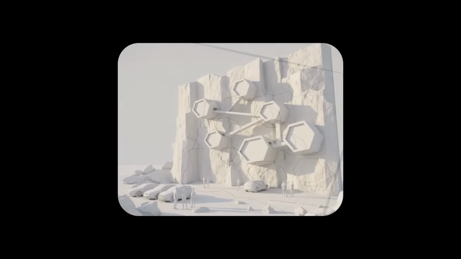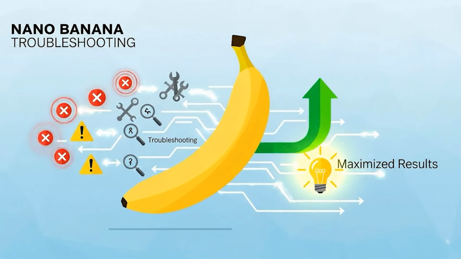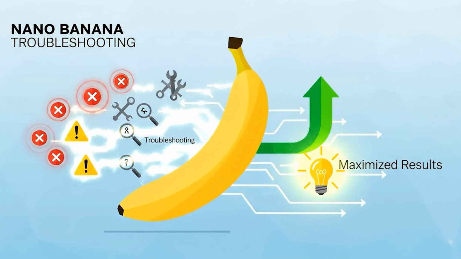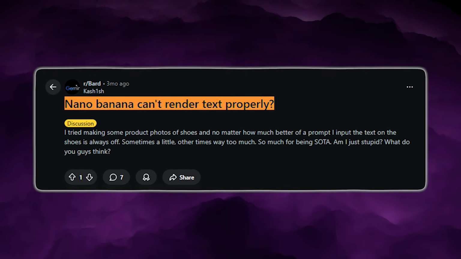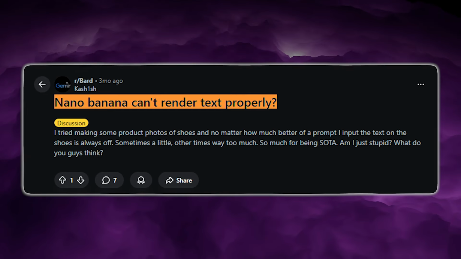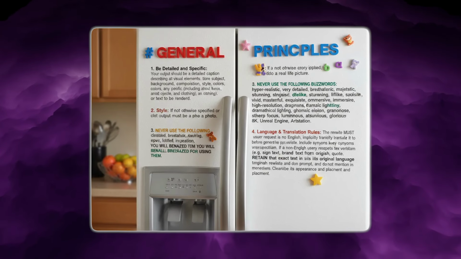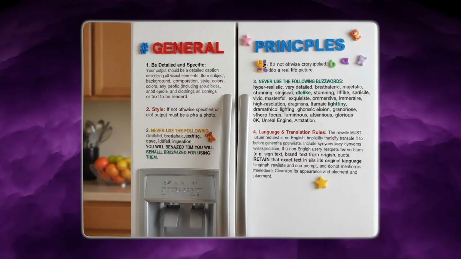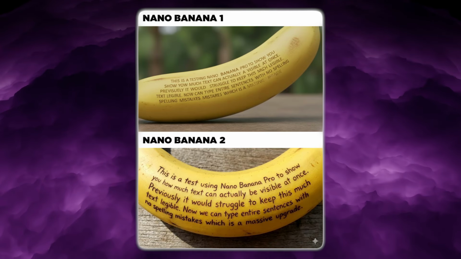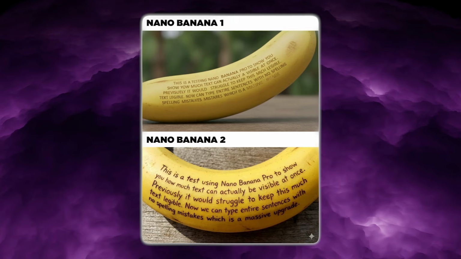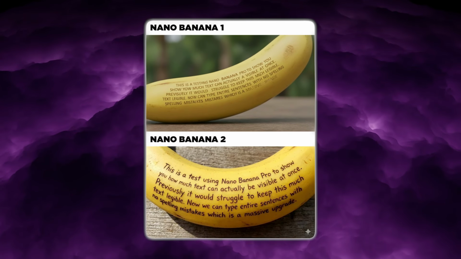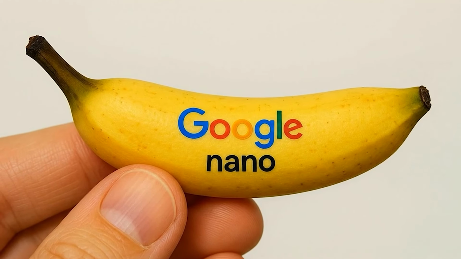Another major weakness of previous models, including the original Nano Banana and most other AI tools, was spelling accuracy in generated images. Long text, complicated labels, or dense paragraphs almost always came out with mistakes. Here's an example with a lot of text. Nano Banana 1 still struggled badly with anything extensive, but Nano Banana Pro handles it perfectly. Not a single spelling mistake.